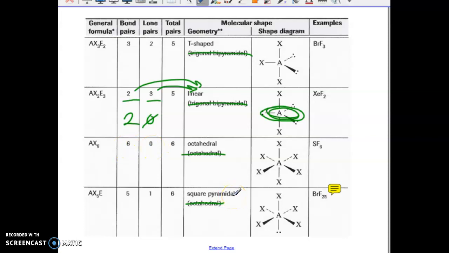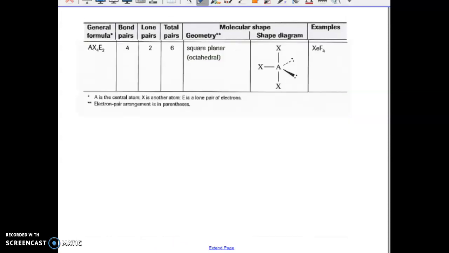Here's another new one. Oh yeah, there's a mistake here. I have a comment for myself. So there's not 25 fluorines on this. Excuse me. There's 5. Okay. So here we have 5 bonding elements and 1 lone pair of electrons. That is a square pyramidal. And sorry about my sneeze. Okay. And then we have square planar. So square planar is where you have 4 bonding elements and 2 lone pairs of electrons around the central atom.